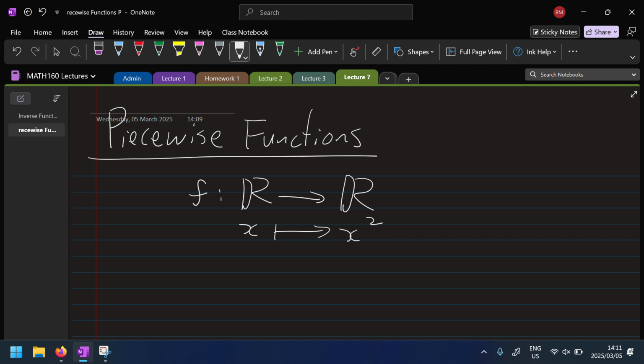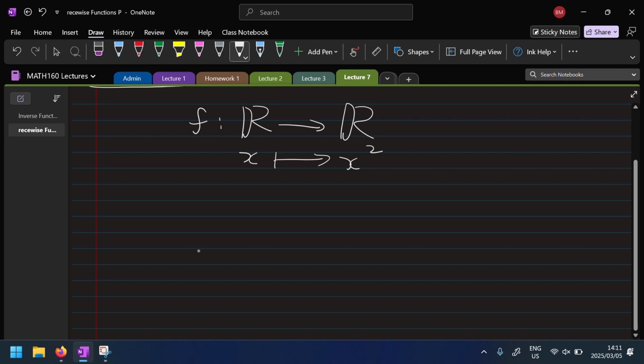However, we can't write it like this. This way has one rule: x goes in, x squared goes out. There's no way to change that. So instead, if we want more than one rule, we have to split it up into cases. And that's the whole idea for piecewise functions. So we end up with this.